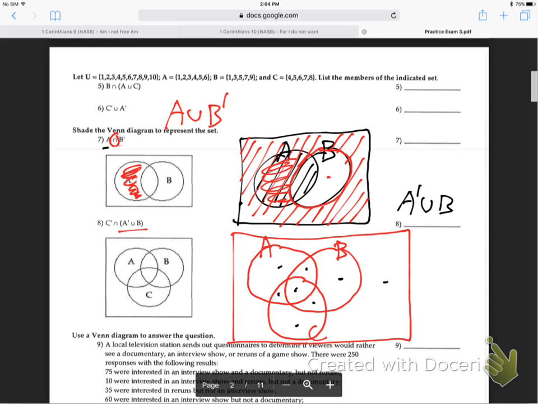So which ones are not A? It's all the ones outside of circle A. Let me redo my lines a little better. These 4 are the not A territories.